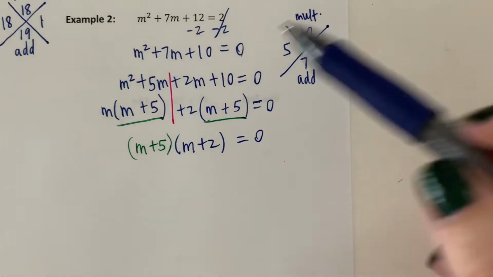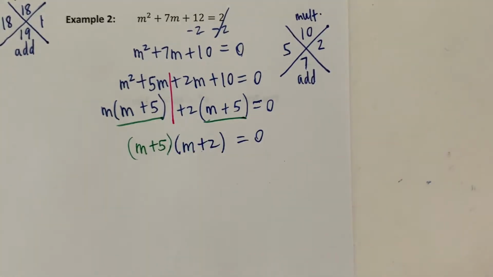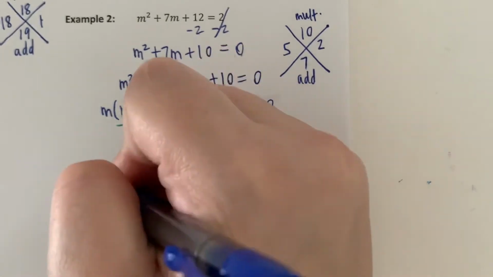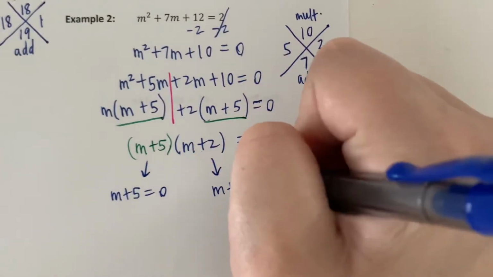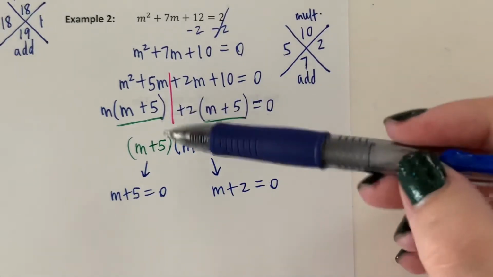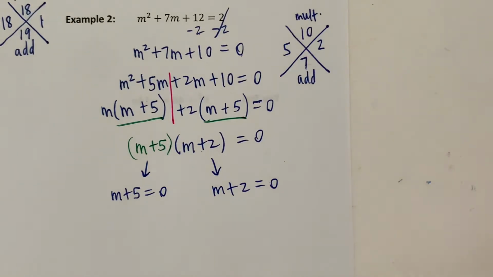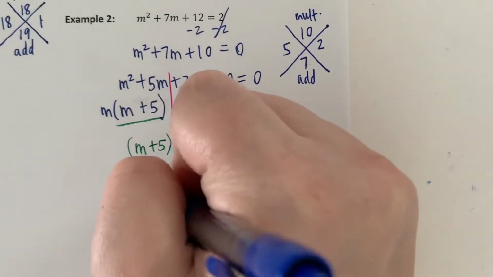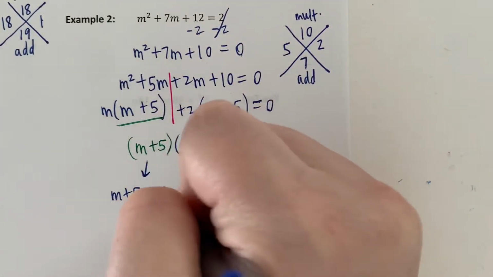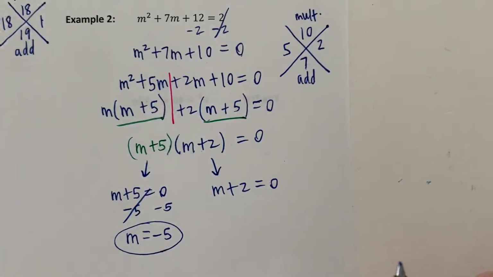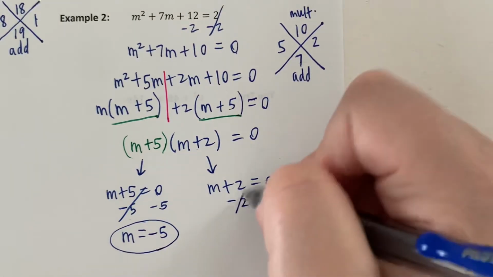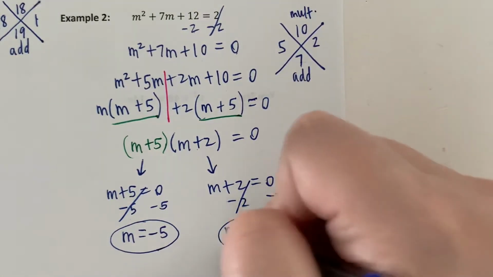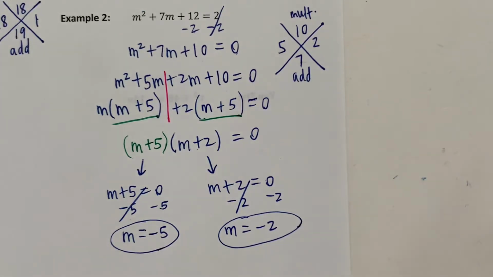The new part in step 3, I need to set each of these factors equal to 0 and solve. So I'll do m plus 5 equal to 0, and I'll also do m plus 2 equal to 0. So I'm setting each of my factors equal to 0 separately. So here, if I'm trying to get m by itself, I would need to subtract 5 on both sides. One of my solutions is m equals negative 5. And on the other side, if I'm trying to get m by itself, I would subtract 2 from both sides. And my other solution is m equals negative 2.